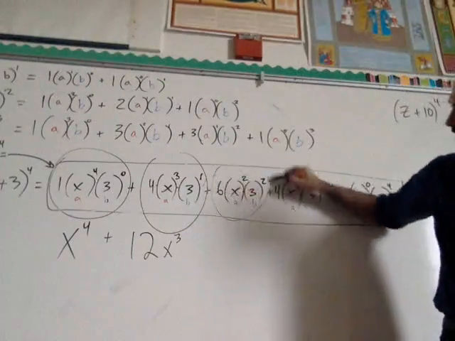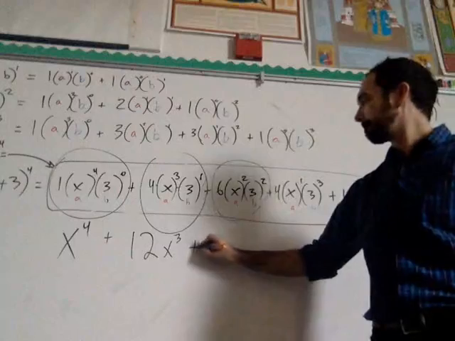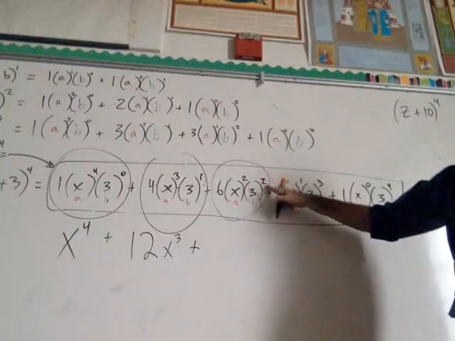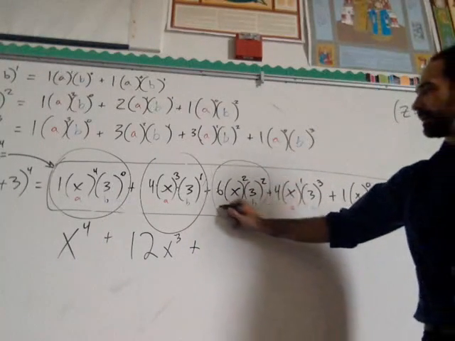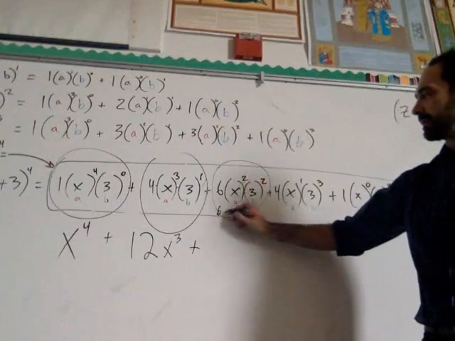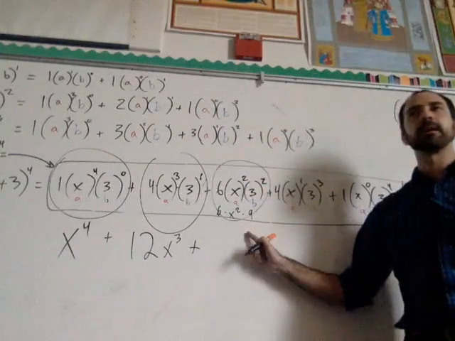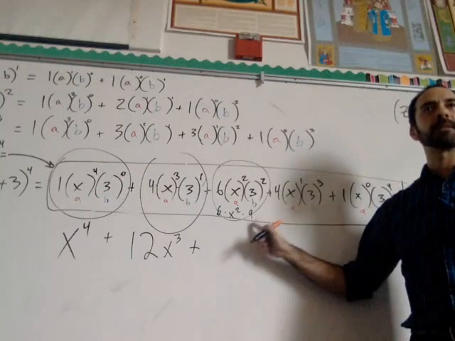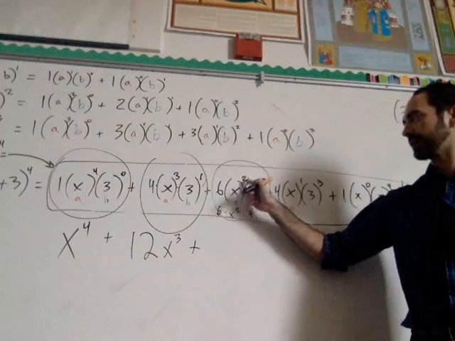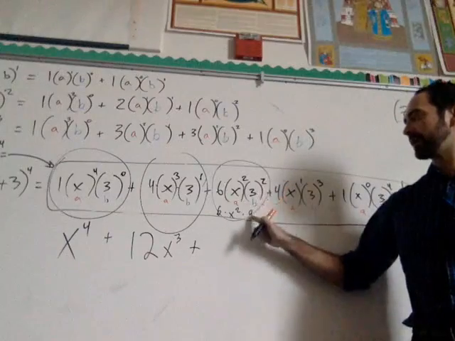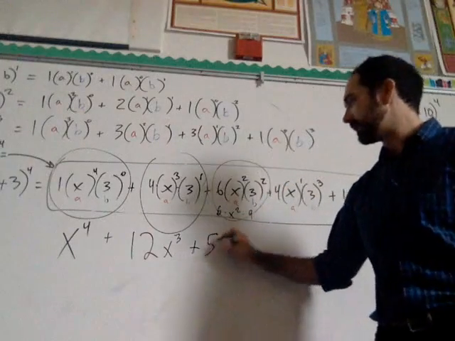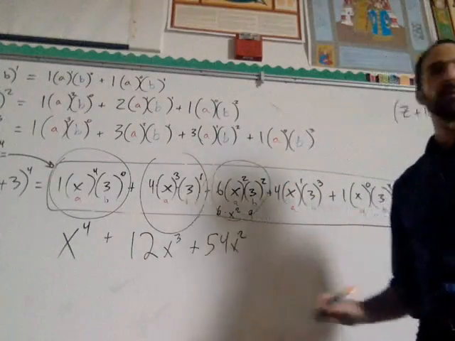Now we do this one. 3 squared is 9, so we get 9. We get 6. X squared is X squared. So we have these three values now that we can combine. Maybe that's a helpful step to put that there. 6 is 6. X squared is X squared. 3 squared is 9. Now multiply. 54X squared.